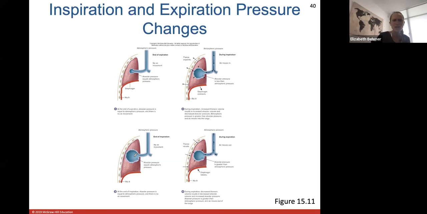This just describes these pressure changes through inhaling and exhaling, showing how the alveolar pressure equals atmospheric pressure, so there's no air movement. When alveolar pressure is less than atmospheric pressure during inhalation, air will move into the lungs. Alveolar pressure equals atmospheric pressure again at the end of inspiration. And then as the diaphragm relaxes, as you exhale, alveolar pressure will be greater, so air will naturally want to flow out of the lungs again.